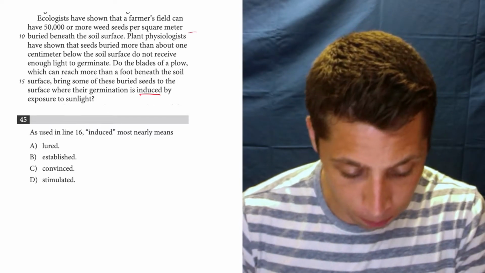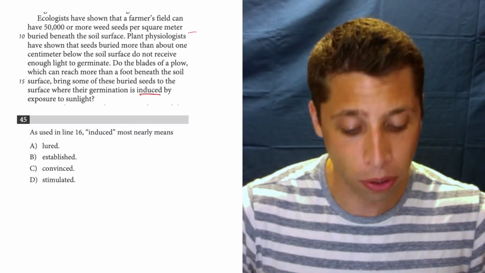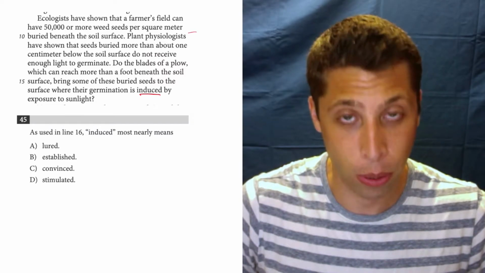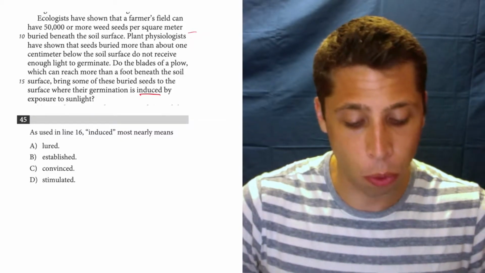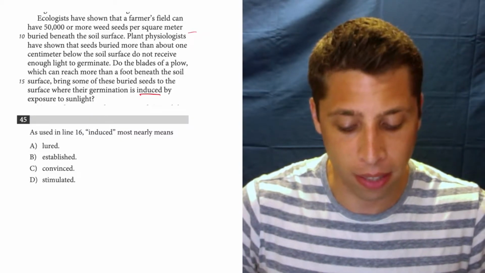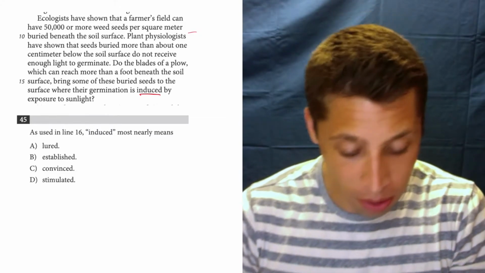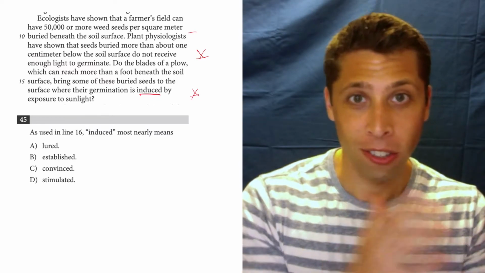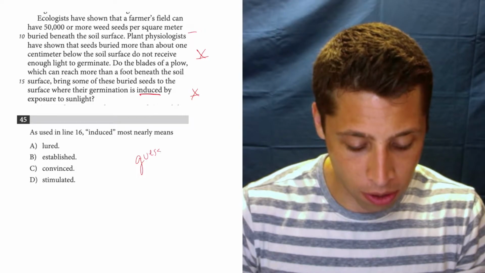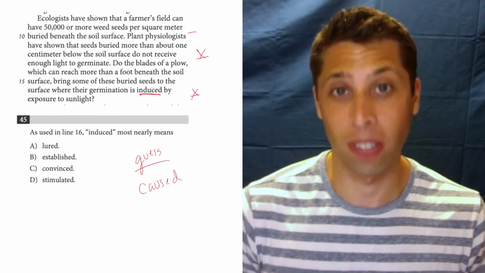They use a lot of the same words, they're kind of making the same point. So let's start here. Plant physiologists have shown that seeds buried more than about 1 centimeter below the soil surface do not receive enough light to germinate. Okay, so light causes germination. Do the blades of a plow, which can reach more than a foot beneath the soil surface, bring some of these buried seeds to the surface where their germination is induced by exposure to sunlight? Well, they're kind of flipping the words around, but in both cases, they're saying the same thing. Sunlight causes germination. So where their germination is induced should mean something like caused by exposure to sunlight.